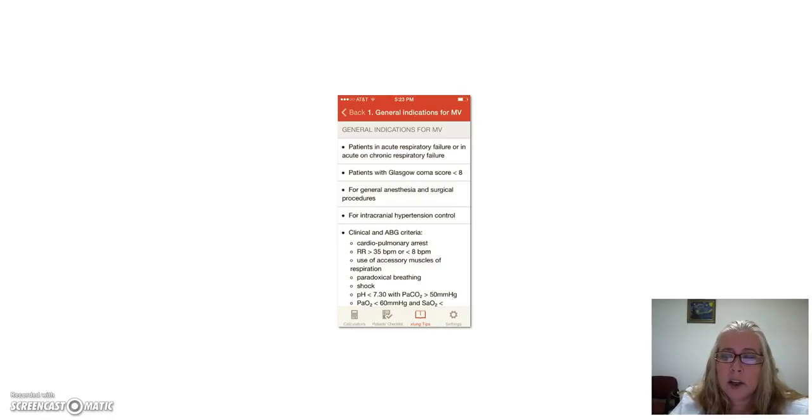So if we click on general indications for mechanical ventilation, you can see it brings up a screen and it simply lists. This would be a reference page for students, letting them know what those indications are. It talks about general indications, and then it goes down and looks at specific clinical and IVG criteria so that it can remind them of what those are as they're working with these patients in the units.